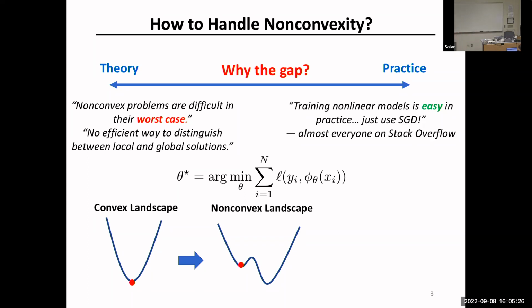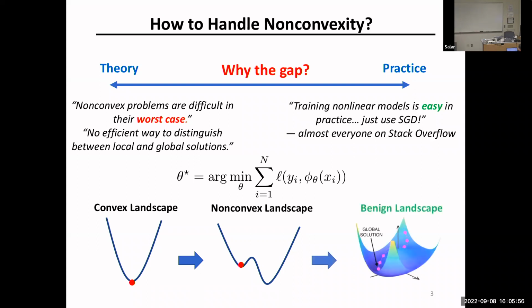Despite this nonconvexity, in practice we use local search algorithms all the time. For example, different variants of gradient descent are the main algorithms for optimizing neural networks. And in many cases, these local search algorithms work pretty well in practice, and in some cases actually better than their convex models. So here, nonconvexity is not really a curse for us. In fact, in some cases, it turns out to be a blessing.